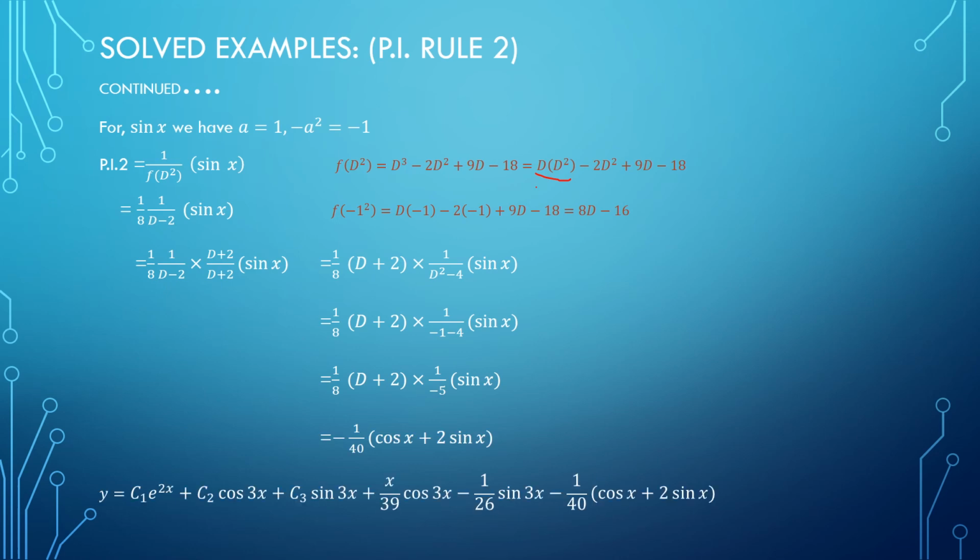Let us join both of them. Then I can have my general solution in front of me by writing complementary function plus particular integral 1 plus particular integral 2.